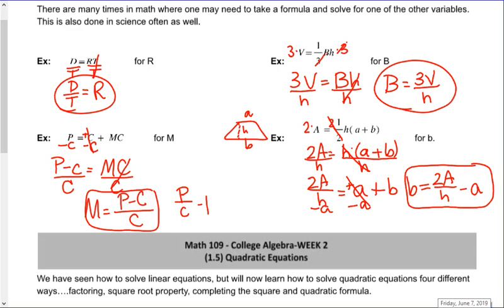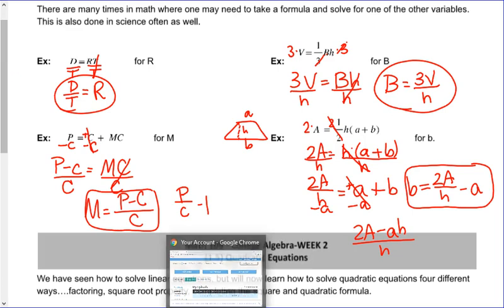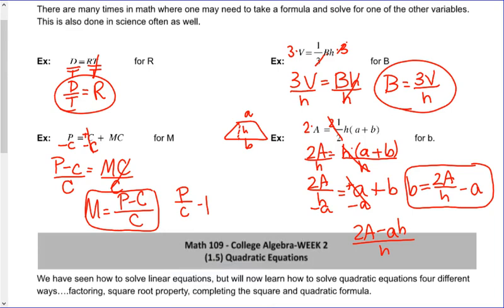Now, if you were to do it the other way, after distributing through, another answer that would be okay would be 2A minus Ah all over h, which would also be accepted. Okay? So hopefully you'll get some fear away from these word problems, and these problems here, solving for formulas, aren't too bad. They do get kind of involved, but remember to always do the opposite. What you do to one side, you must do to the other. Okay? Until next time, I'll see you for the next section.